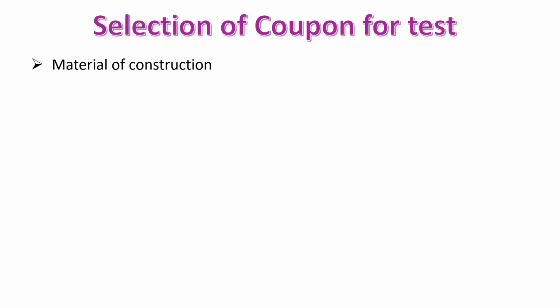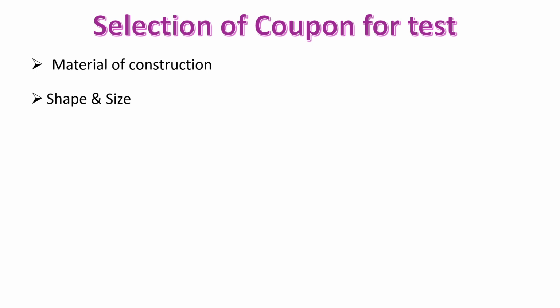Then selection of coupon for the test. There are a variety of materials. The selection of coupons involves considering a number of factors related to the specific application that is going to be monitored. These factors include the material of construction, because the coupon should be made from the same material as the equipment or the surrounding process piping to provide an accurate representation of the corrosion rates.